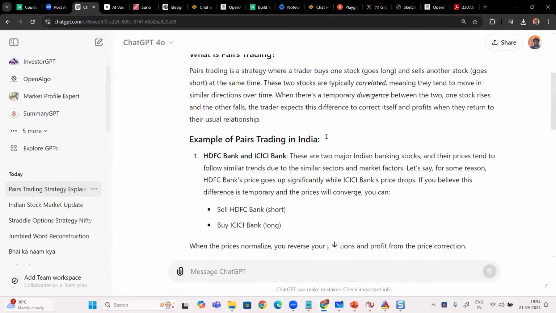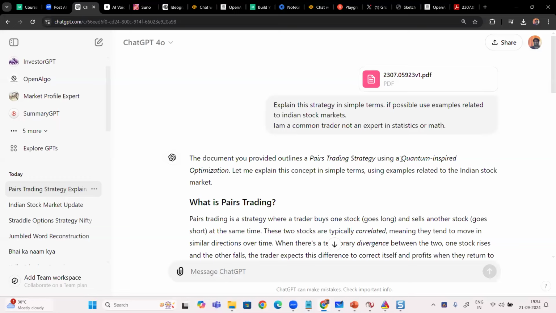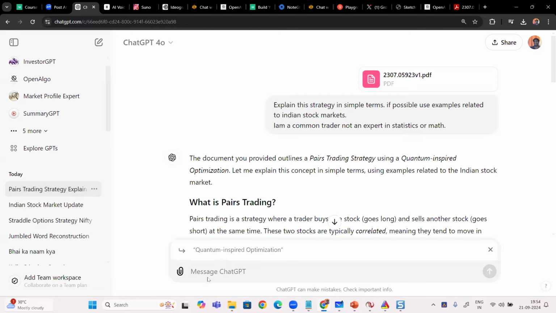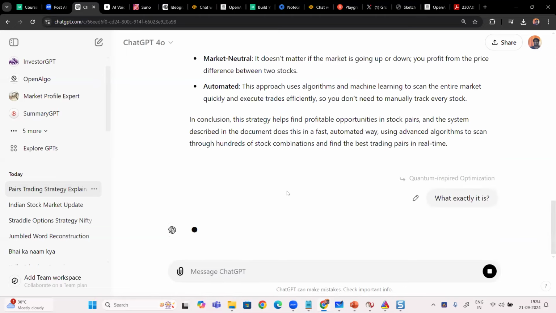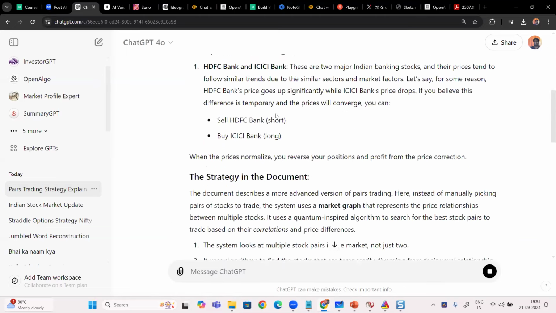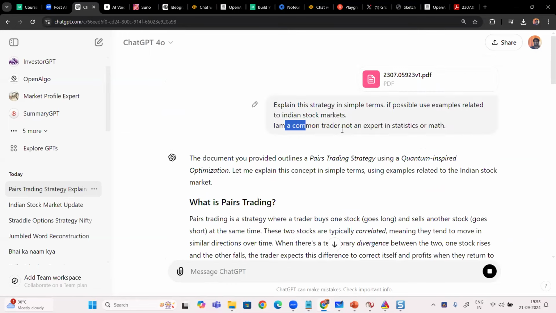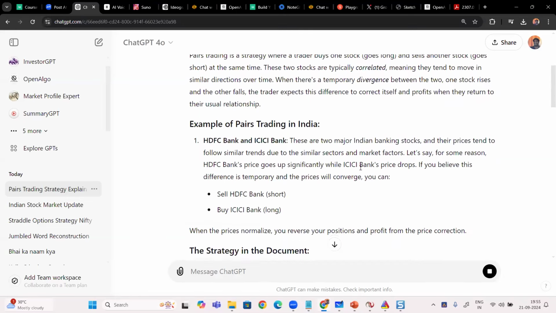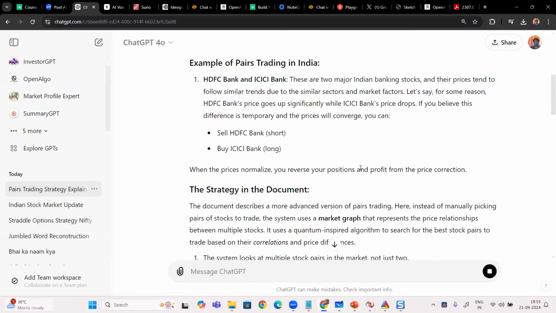You can also ask follow-up questions. You can ask, what the hell is this, what exactly is it? Now, you already said you are a common trader, not an expert in statistics or math, so it will not use terminology of deep mathematics or deep statistics. It will try to simplify and explain in a way a common trader or a common investor can understand.